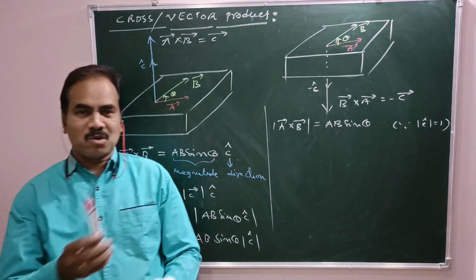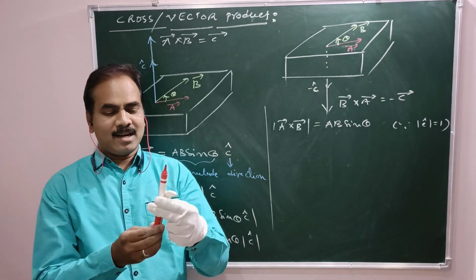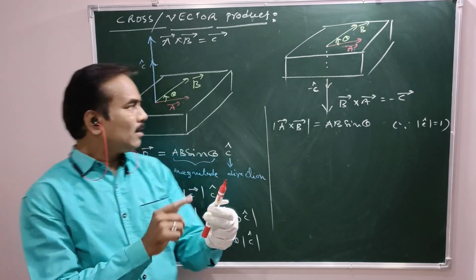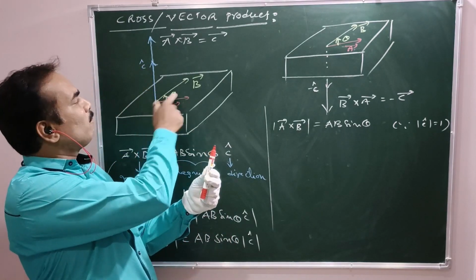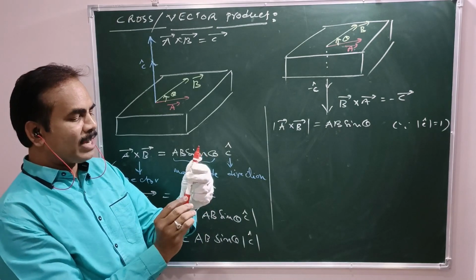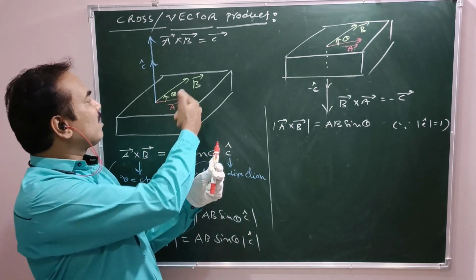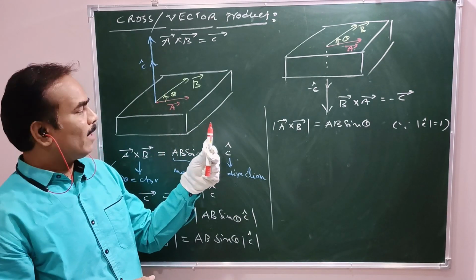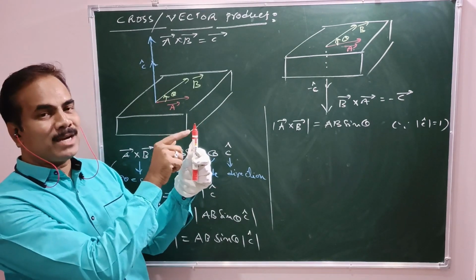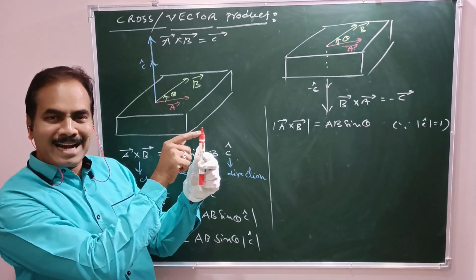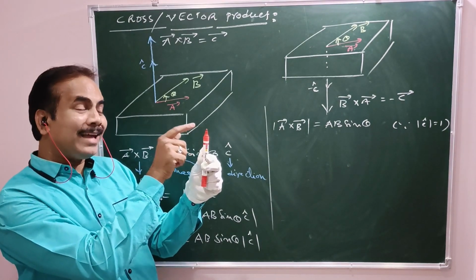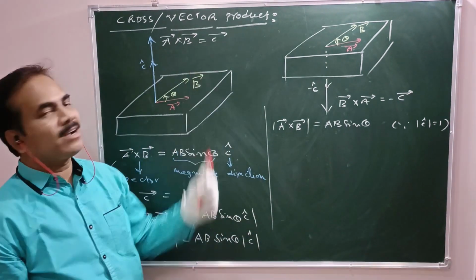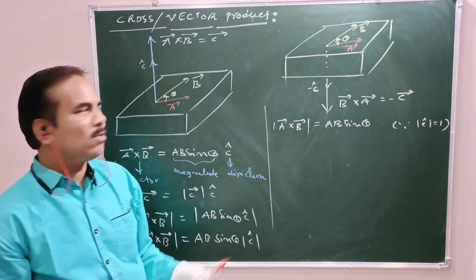Take one right hand screw, such that the head of the right hand screw is to be coincided with the common tail of both parent vectors. Now take the rotation of the head from the first vector to the second vector such that its length is normal to the plane of the vectors. Now assign the direction of advancement of the tip of the right hand screw. The direction of advancement of the tip of the right hand screw itself is the direction of the new vector, that is the cross product of the given two vectors, right?